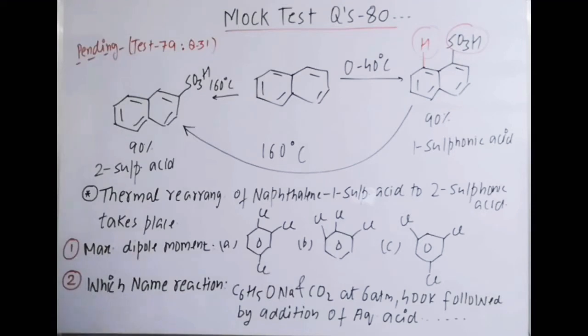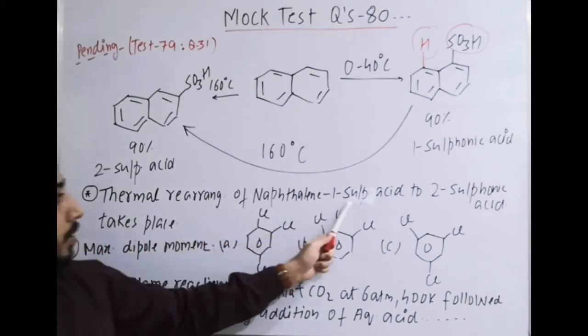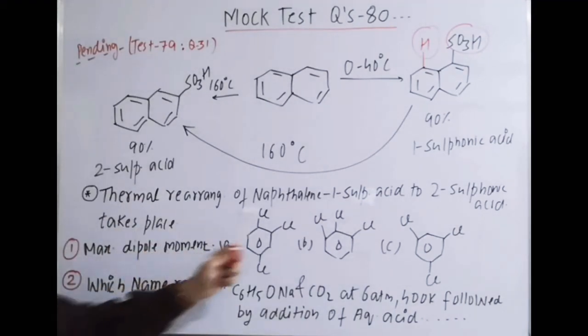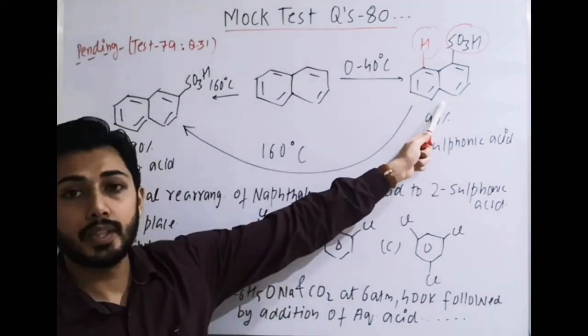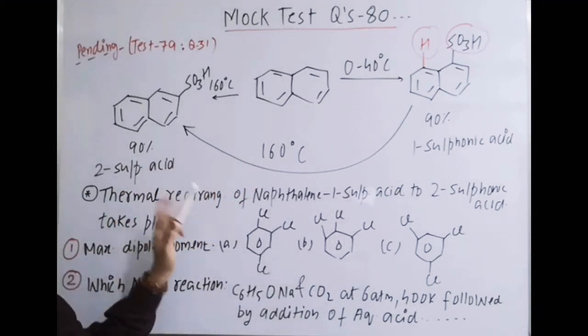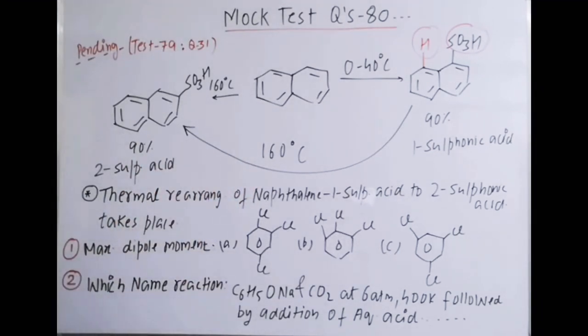Now the point here is that the thermal rearrangement of naphthalene 1 sulfonic acid to 2 sulfonic acid takes place when we treat 1 sulfonic acid with dilute H2SO4 at high temperature, around 160 degrees Celsius. That is the information. Then, starting with question number 1.